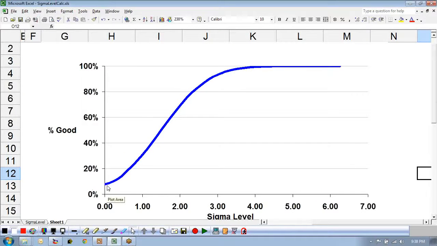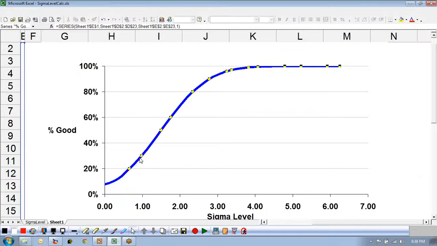and you can see that you can actually have a negative sigma level if you get below, say, 10% good. But here we are up at about 1 sigma. That's about 30% good for a 1 sigma process. At a 2 sigma process, we're talking about maybe 65% good. A 3 sigma process is about 94% good. And here we are at a 4 sigma process where we're really hitting that 99 or slightly above.